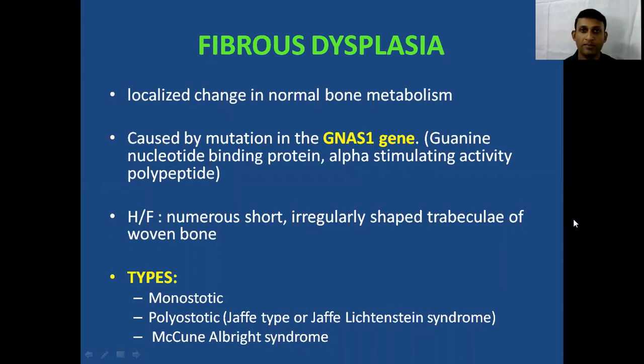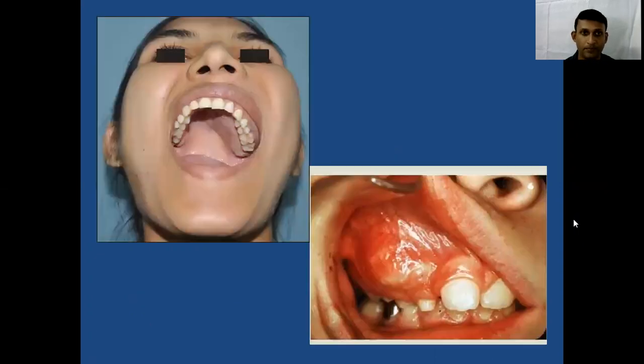Monostotic means fibrous dysplasia affecting only one bone. Polyostotic means fibrous dysplasia which occurs in multiple bones, so that is called the polyostotic type of fibrous dysplasia. The third one is McCune-Albright syndrome, in which fibrous dysplasia will be present along with café-au-lait spots, that means brownish discolorations in the skin. So these are the three important types of fibrous dysplasia.